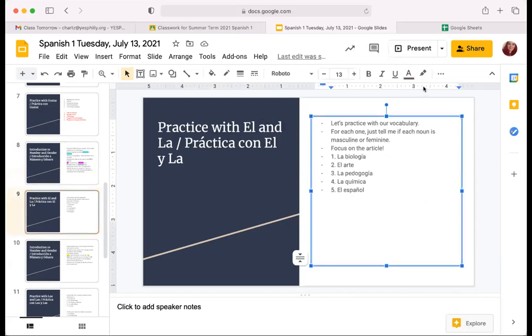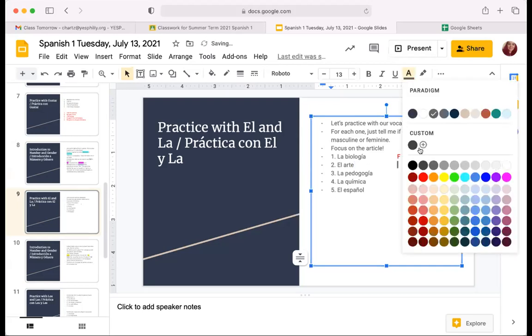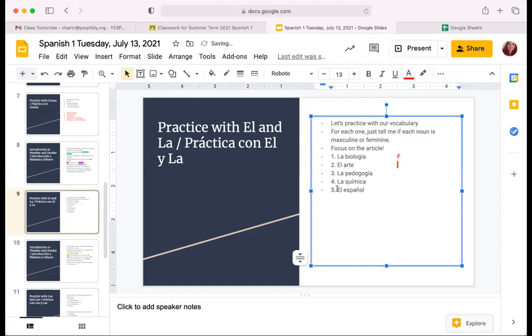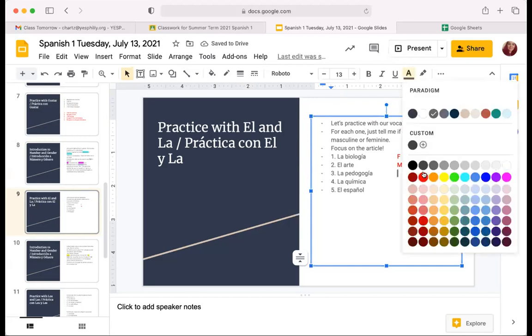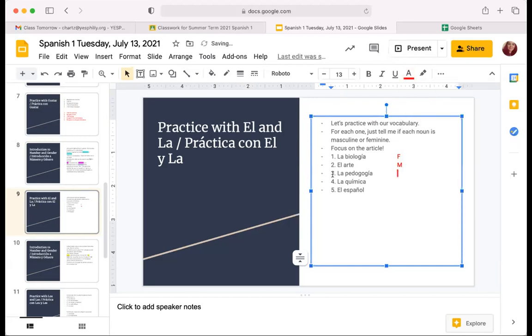So what are you thinking? La biología, la. That's going to be feminine, right? Literally all you have to do is look at the el or la in the beginning. So for el arte, that starts with el, right? And el is masculine. For the next one, we have la pedagogía. La, right? So that's feminine.